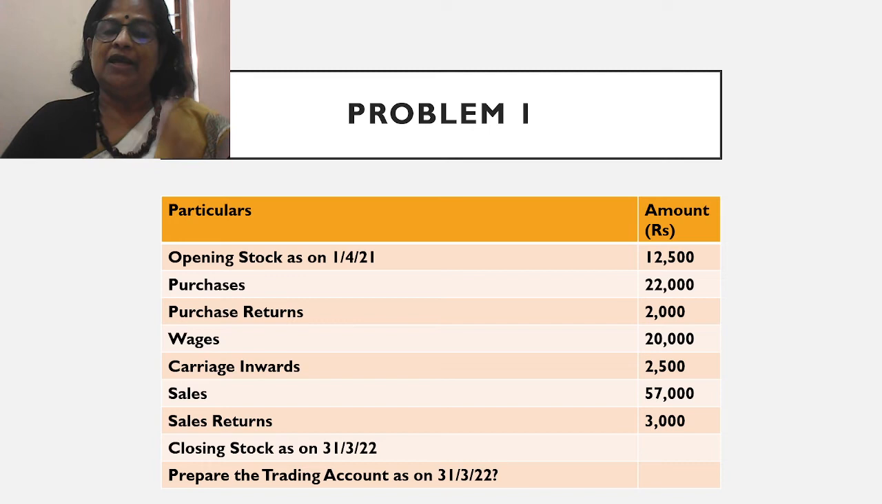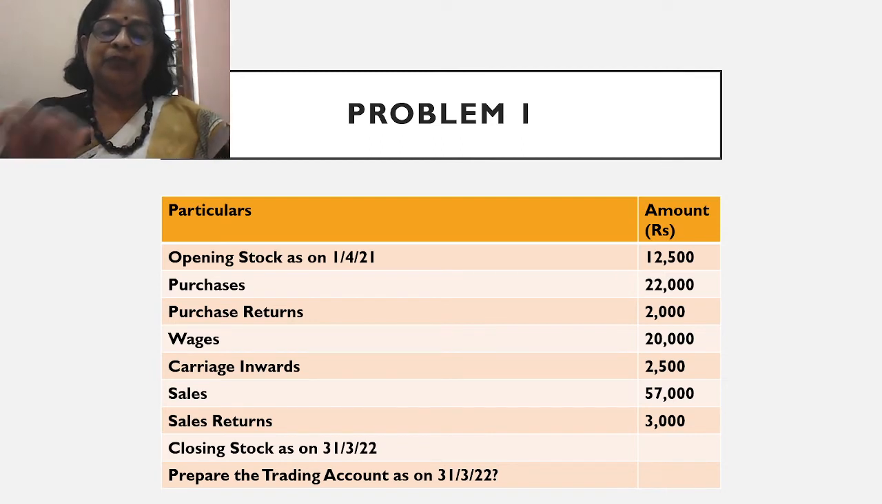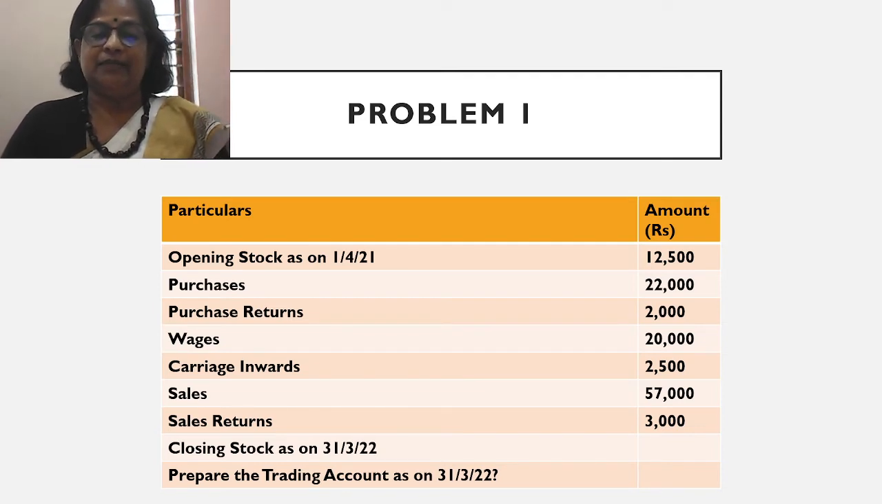You have to remember that if it's wages, it is a trading account item. If it's salary, it will go to the profit and loss account. If it's wages, it's directly involved, so it will come to the trading account. Carriage inwards means the expenditure involved in bringing the material to the manufacturing unit. 2,500. It's a trading item.